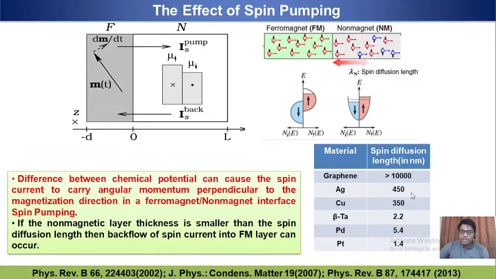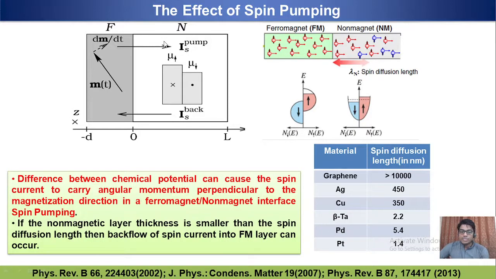Going into a few theoretical backgrounds, here we are going to study the spin pumping. What is spin pumping? When a ferromagnetic material is placed adjacent to a non-magnetic material, due to the chemical potential difference of the non-magnetic material, the spin angular momentum flows from the ferromagnet to the non-magnet.